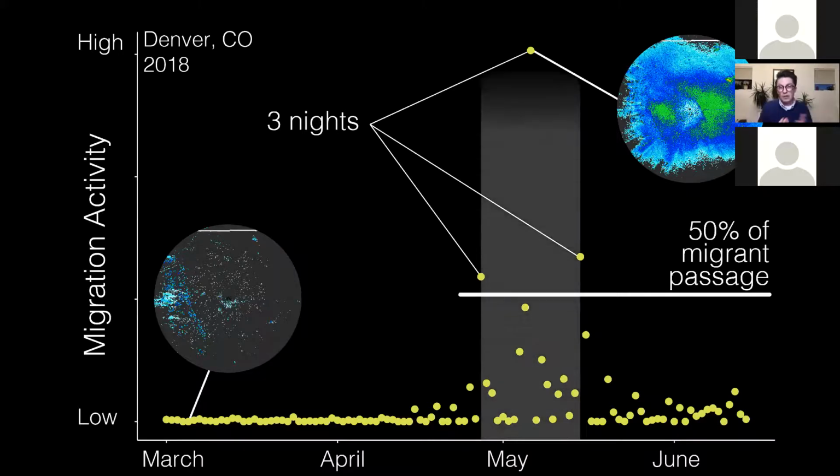And these 3 nights, they're not back to back. There are some weather variables that are going to be important here. So these 3 big nights, at least in this season, span 19 nights. Okay, so that's just Denver, the Denver radar for 1 year.